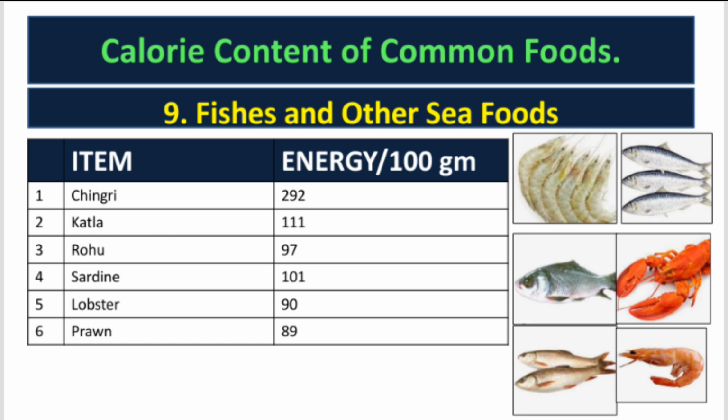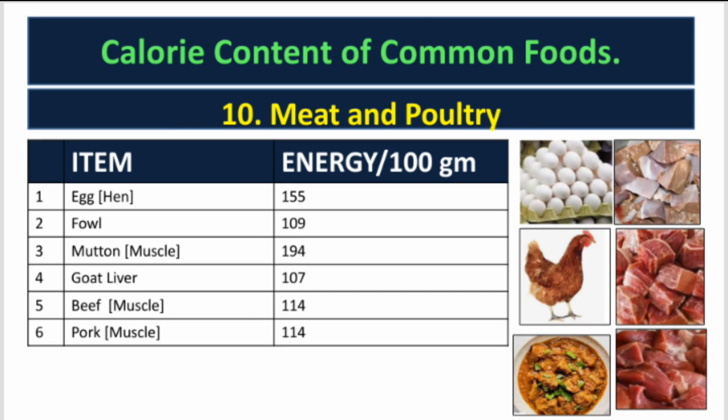Fishes and other seafoods have a range from less than 100 to almost 300 calories. If calorie is the only parameter, which is not the case in our journey, one will have to pay attention to the individual items separately. Meat and poultry, generally speaking, have lower calories than cereals, pulses and nuts. The range of calories per 100 grams is between 100 to 200.